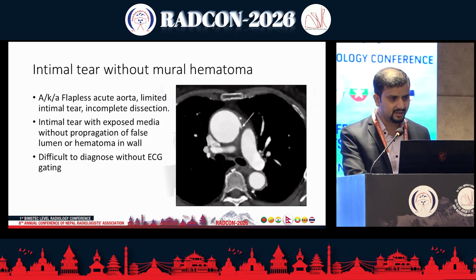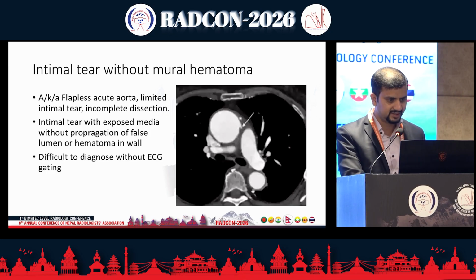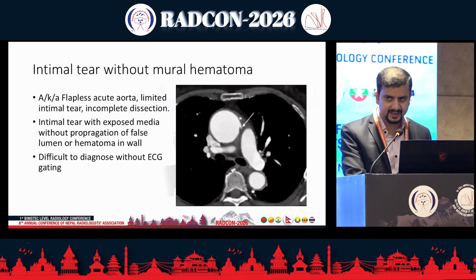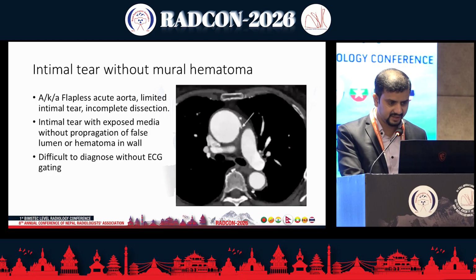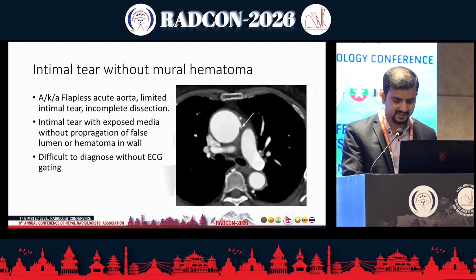Also, there is one entity called intimal tear without mural hematoma, which is also called flapless acute aortic syndrome, limited intimal tear or incomplete dissection, where there is an intimal tear but no hematoma or propagation of the false lumen, and it can be very difficult to diagnose unless ECG-gated CT is available.